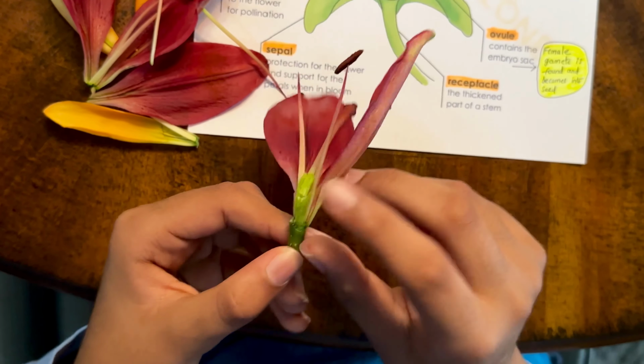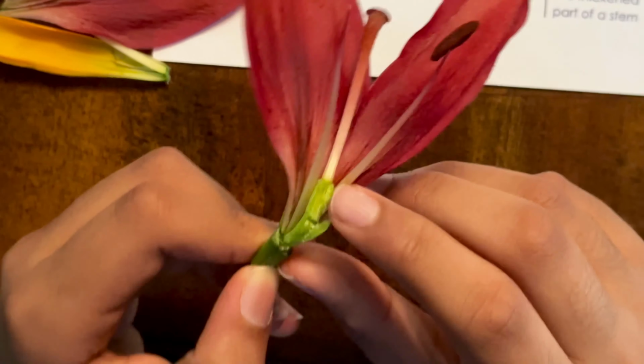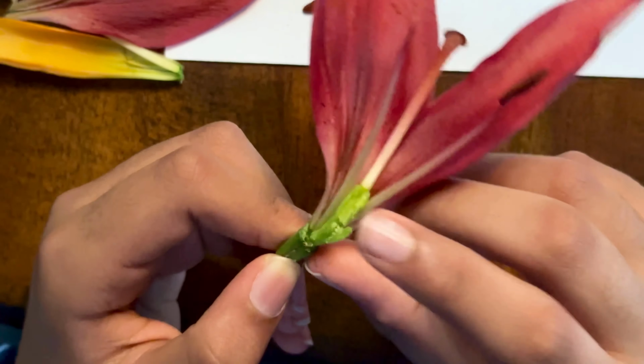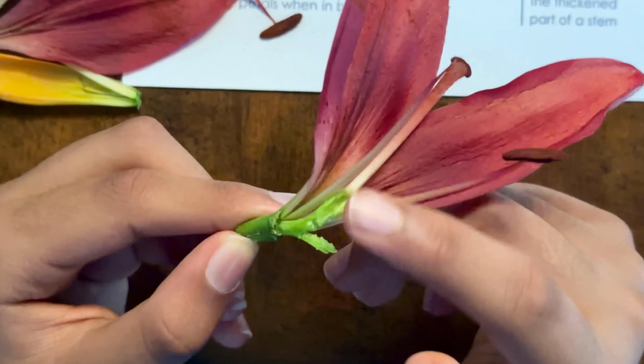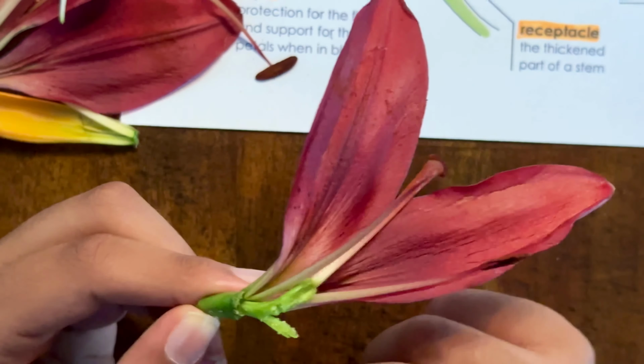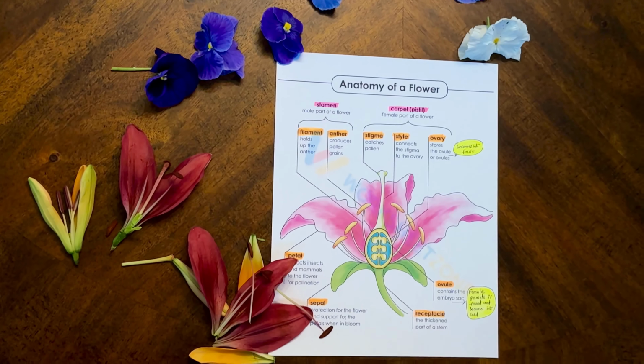Another look for ovules. These are the small seeds. If you can see the small seeds, then you know that you found ovules. It's all connected to one ovary, which is the center over here, this thick part at the bottom. This is the anatomy of a flower.